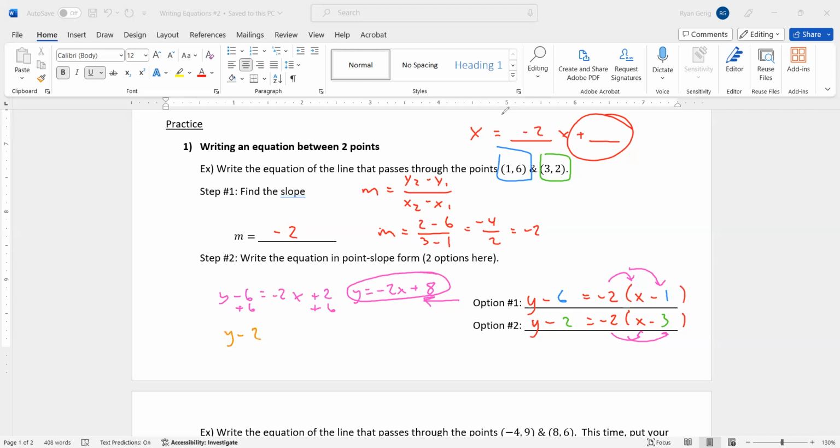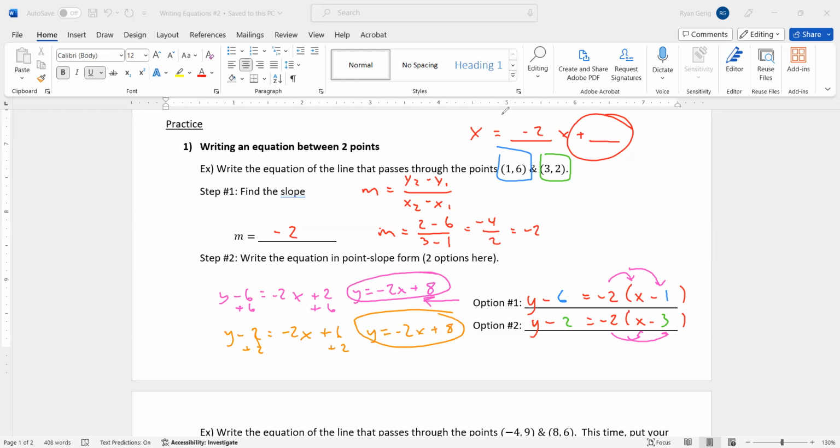Y minus 2 equals -2x. -2 times -3 is +6. Add 2 to both sides. Look what you get. Y equals -2x plus 8. They both land on the exact same equation. Okay, so that's why either one of those options is correct, because they both, when you transform them, go to the same thing. Now, one more thing I want to point out before I clear all this and move on to the back.